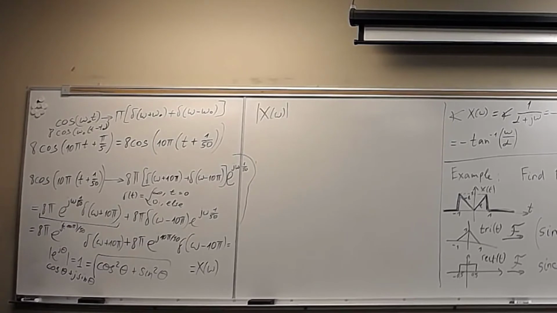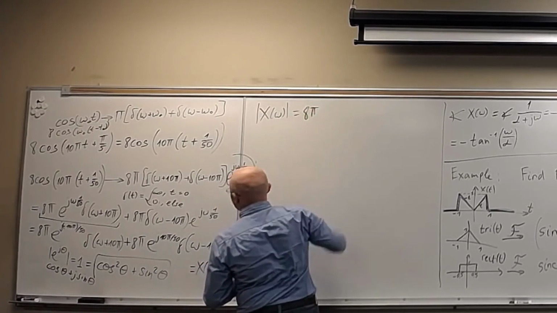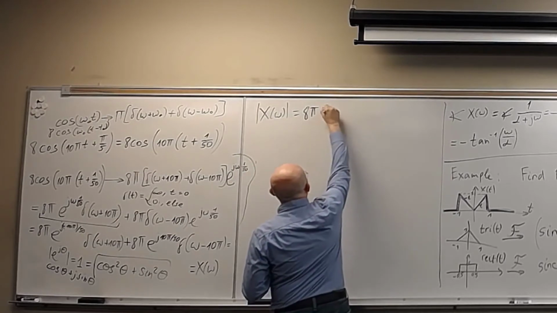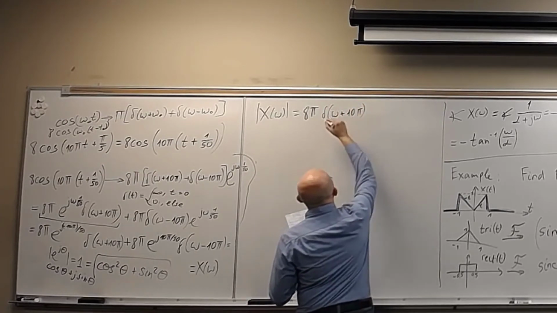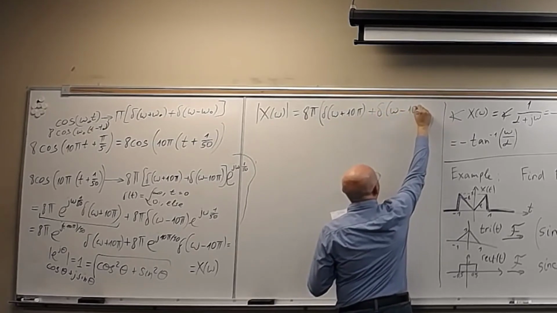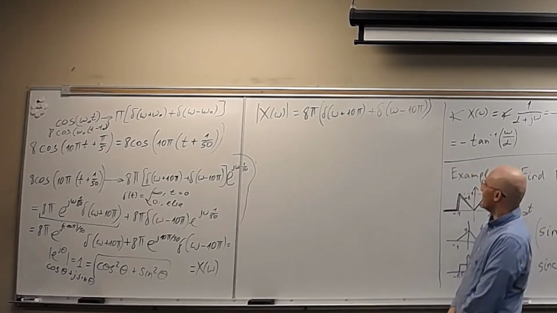The same thing. First of all, it's a real function. It's not even complex. So is it always non-negative? Yes. So the absolute value of a non-negative function is itself. Right. So this is what you get: 8 pi times delta plus 10 pi, and then plus delta minus 10 pi. Same thing. So this is what we need to plot.